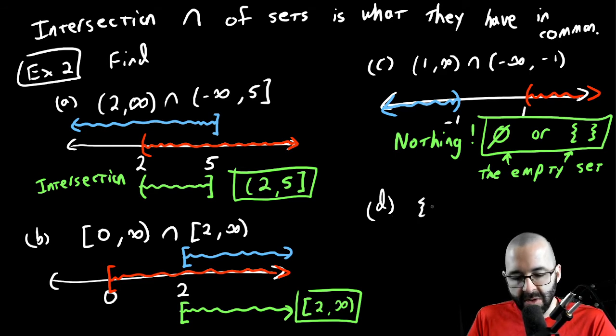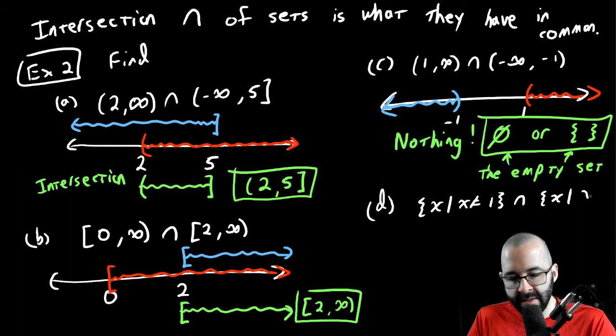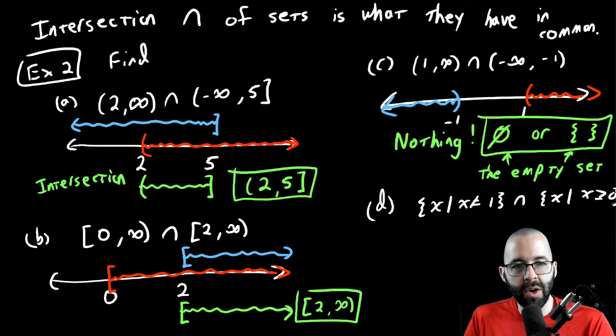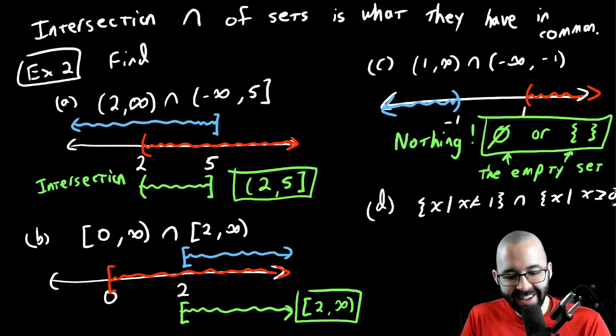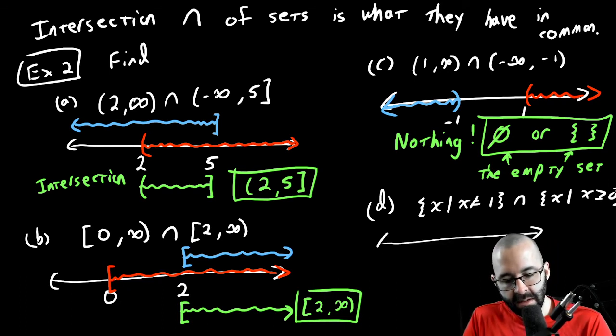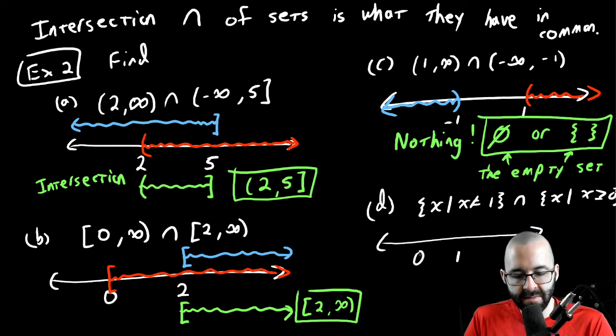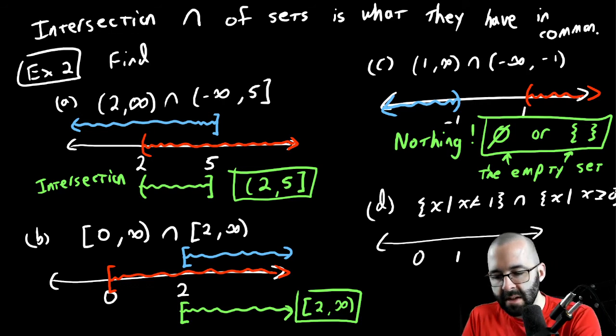Let's go to set builder notation. The set of all x such that x is not equal to positive 1, intersect the set of all x such that x is at least 0. Oh, I'm writing off the board. So let's graph this on the number line. I should have just done this on the next page. The set of all x such that x is not equal to 1, and the other thing has to do with the 0. So let's put those on the number line.